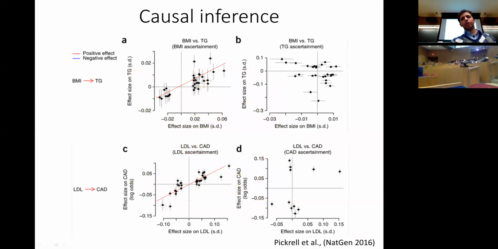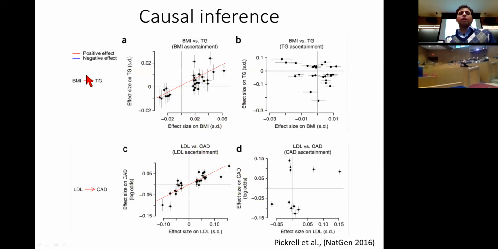And what Pickrell realized, Joe Pickrell, is that there's a very cool thing that you can do with that. You can basically say, if I take all of the variants that are truly associated with BMI, do I then see whether they have an effect on triglycerides? And I can do the same by basically asking, if I take all triglyceride variants, do they have an effect on BMI? And what he found is a very interesting asymmetry between pairs of traits.